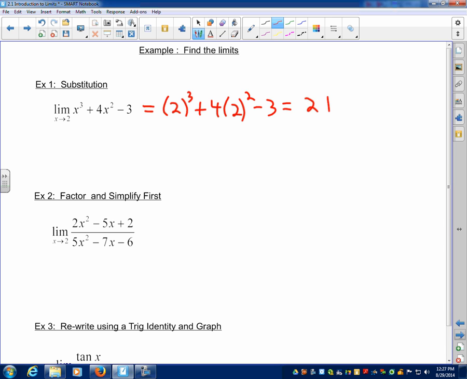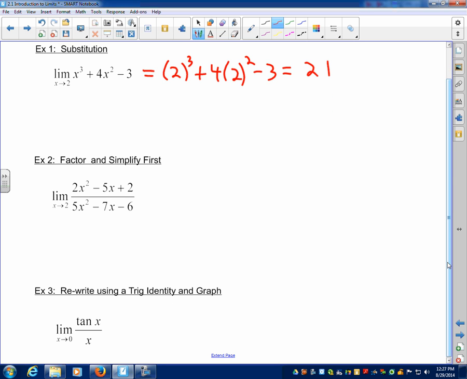But that's not always the case. Look at example 2. What happens if I plug 2 into example 2? The limit is always the y value that you would get if you plug the x value into the function. So the limit is always asking for the y value, not the x value. This one, (2, 21) is a coordinate on the graph of it because there's not a hole or anything. It's not like you're just approaching it.